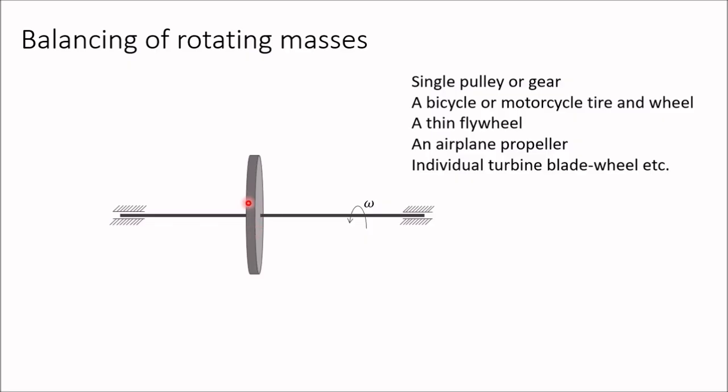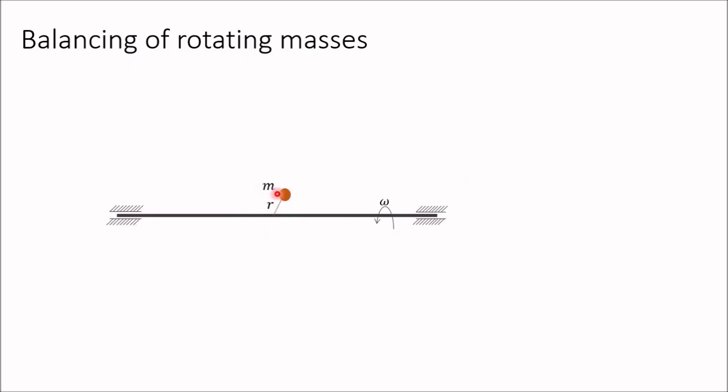If center of gravity of this disc lies on the axis of rotation of this shaft, then there will be no problem. But if center of gravity of this disc is away from the center of this shaft, then you can treat this entire disc as a mass m, which is at a small distance r from the axis of this shaft. In this case, there will be a centrifugal force acting which is equal to m omega square r, and magnitude of this m omega square r remains constant because mass of the disc is constant.